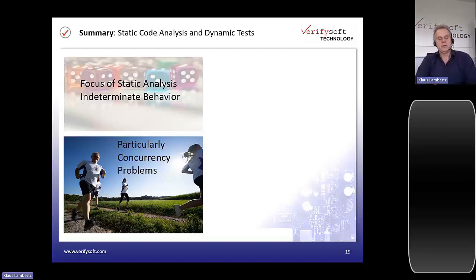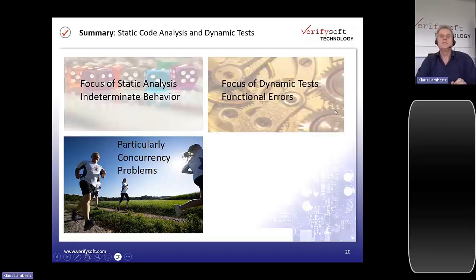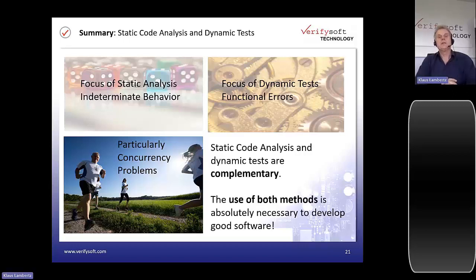So the static code analysis reveals serious errors in the source code. It cannot provide information about the correct functionality of the software. This we have seen, and this is done by the dynamic test, by the test during the runtime, by unit test, by integration test, to find the functional errors, to see if the software does what it should do. So, conclusion on this: the static code analysis and the dynamic tests are complementary. It's not either or, it's both. You need to do both. You need to use both methods in order to develop good software.